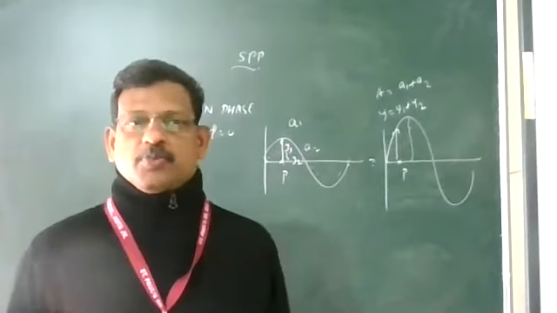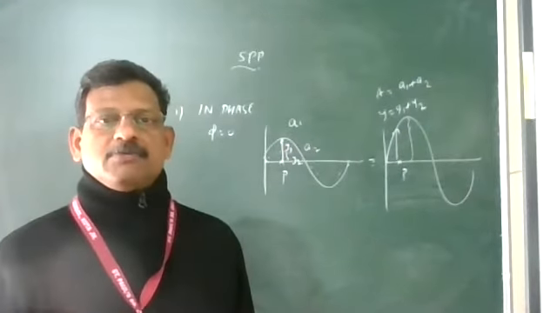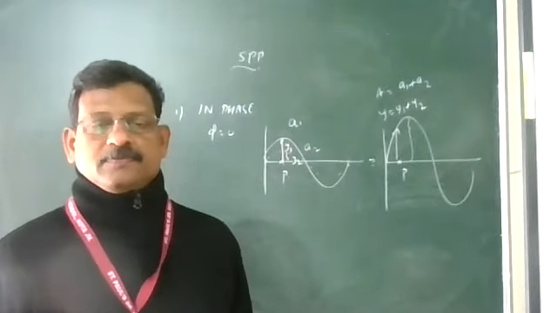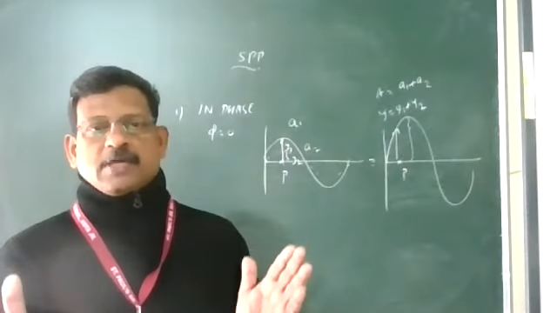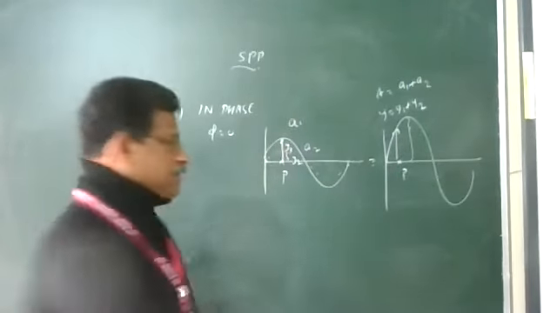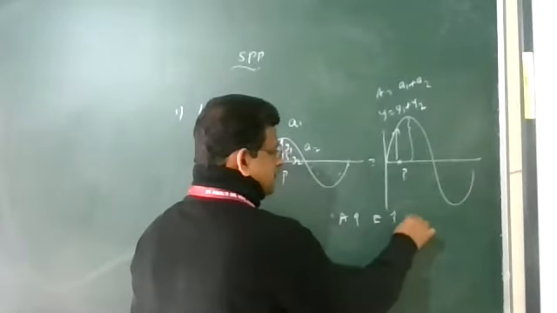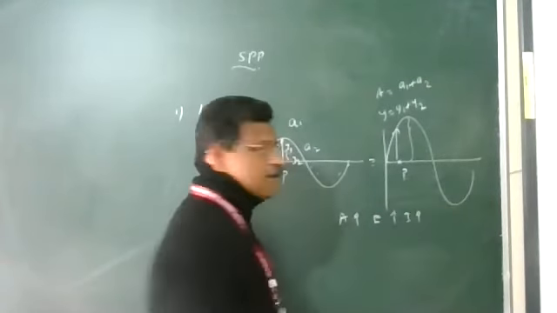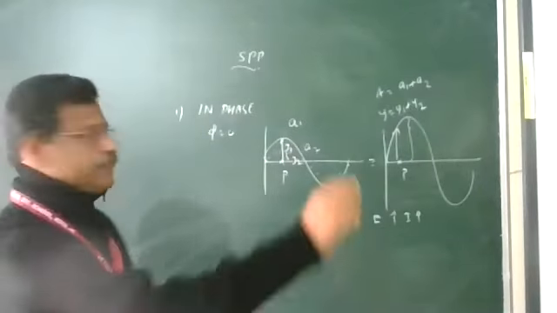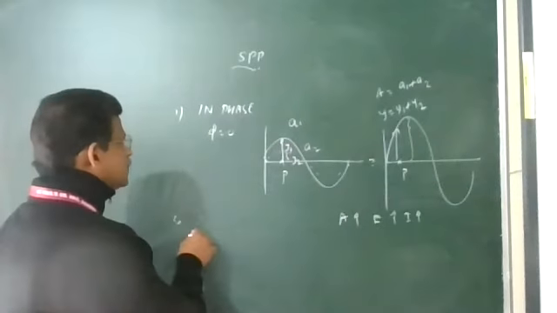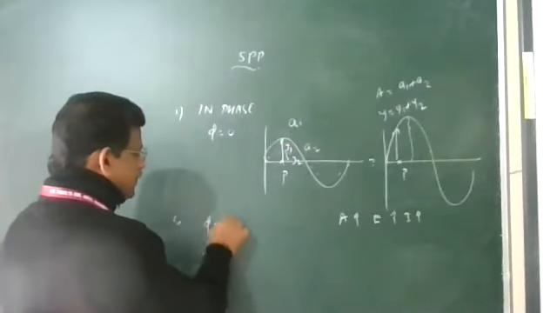So this kind of superposition we call constructive superposition. Constructive superposition means the amplitude increases. Amplitude increases, so energy increases, intensity increases. That is constructive superposition. Second case: if the phase difference is 180 degrees.